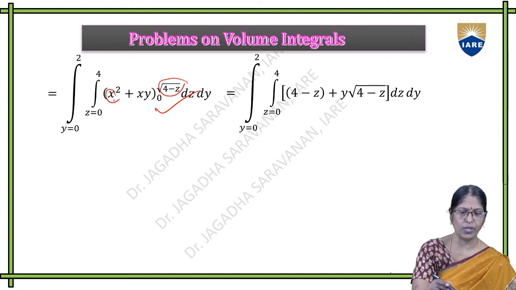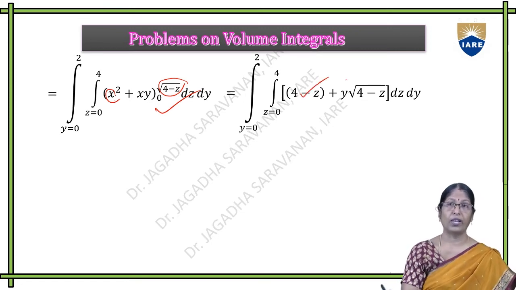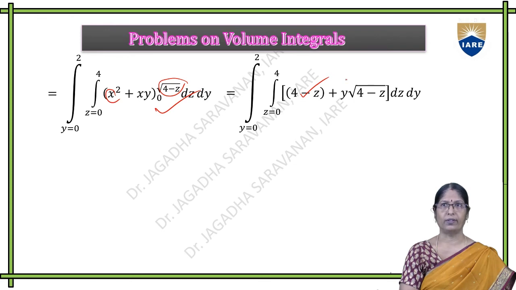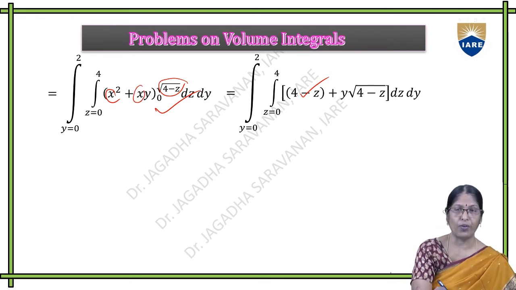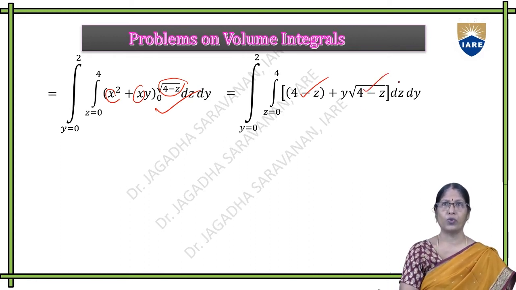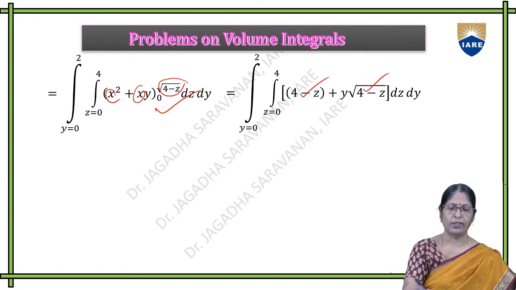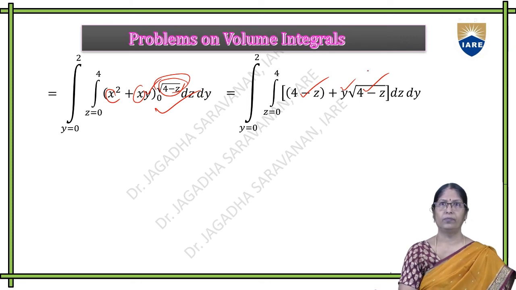So if you substitute in the place of x the square root of 4 minus z, the whole square, the root is getting cancelled. So the leftover is 4 minus z plus. We are substituting in the place of x. So the x is replaced by square root of 4 minus z, that is our upper limit. Y we are retaining as it is.